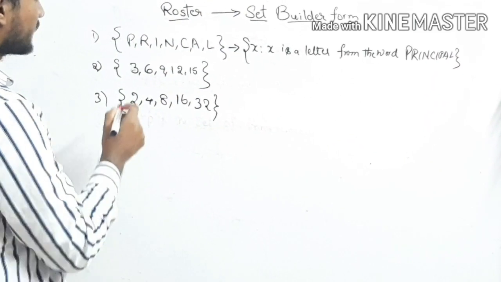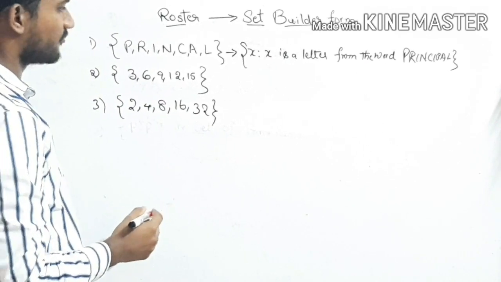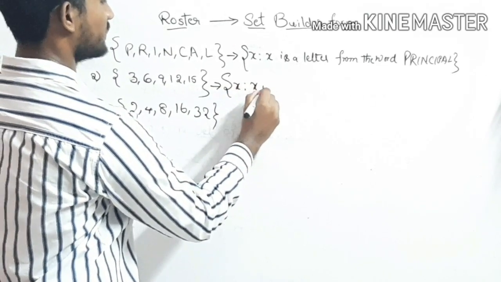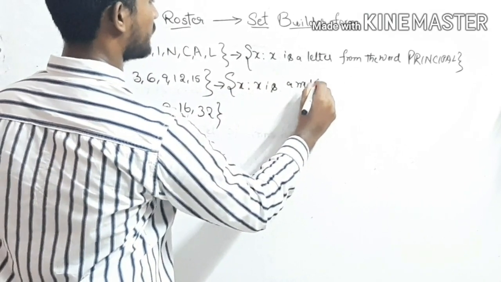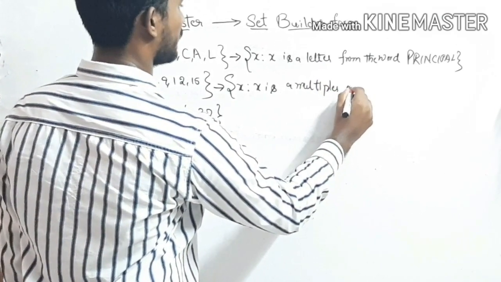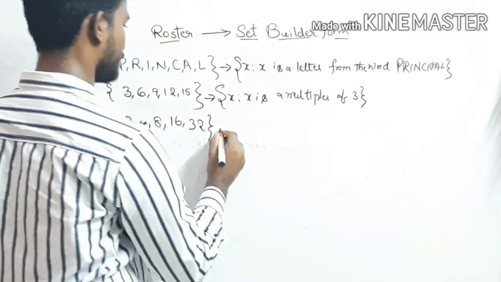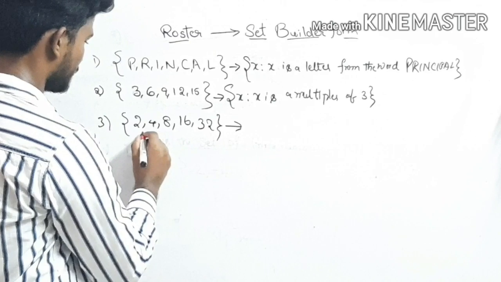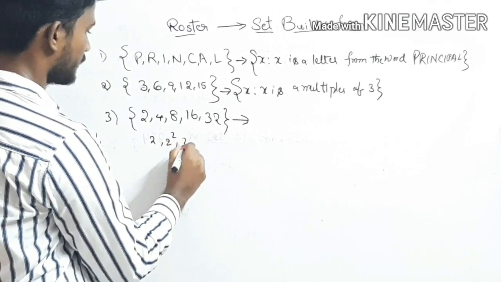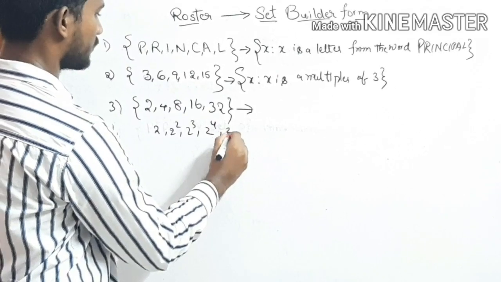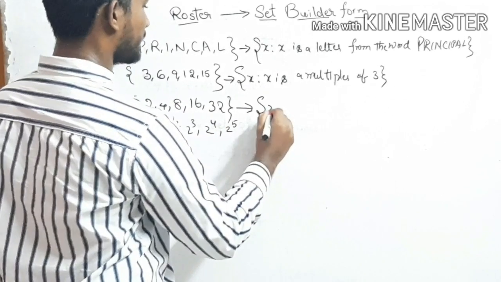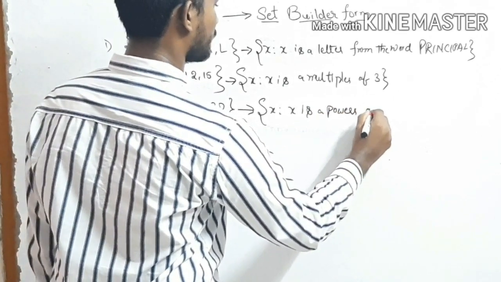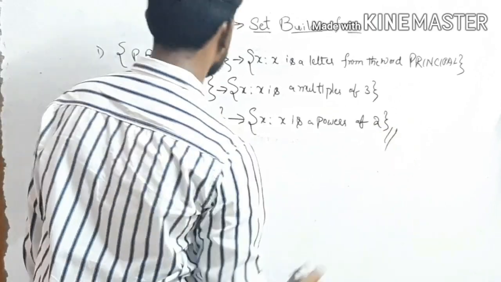For 3, 6, 9, 12, 15, it is the multiples of 3. So we can write x is a multiple of 3. For this one, 2, 4, 8, 16, 32, this is 2 square, 2 cube, 2 power 4, 2 power 5. You can write x is a power of 2, like this.